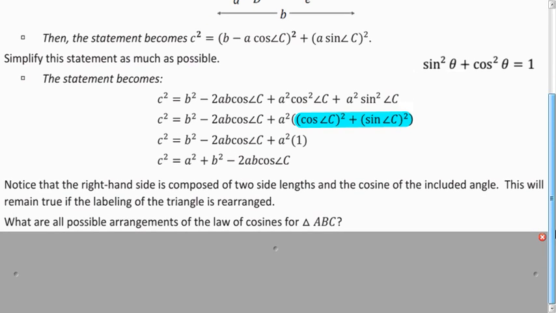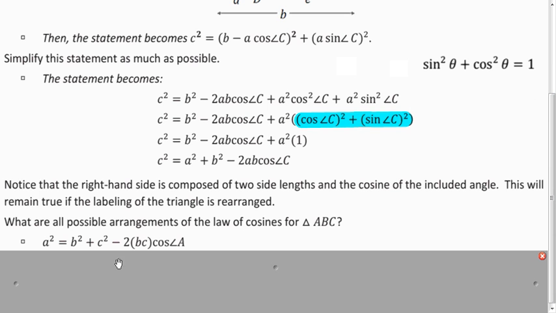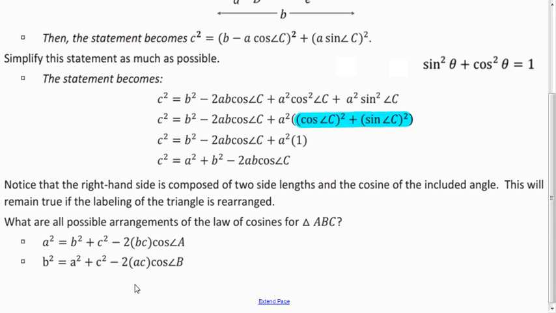So what other ways could we arrange this equation? Well, if you wanted to put A squared on the left-hand side, you would write this equation. And what if we want B squared over there? That's what you get. So notice how the letters move around and how the angle has to correspond to this quantity over here.